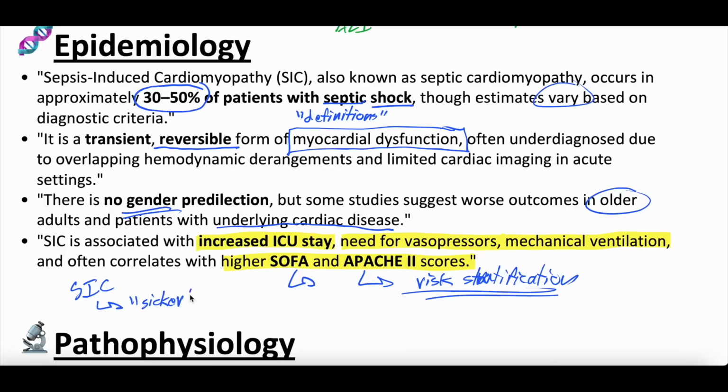Now, the counterpoint to that would be, does it cause patients to be quote-unquote sicker, or do sicker patients more often get sepsis-induced cardiomyopathy? We'll have more discussion on that as we go through the video, although there may not be a definitive answer, at least not yet.